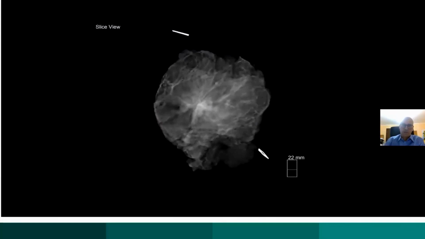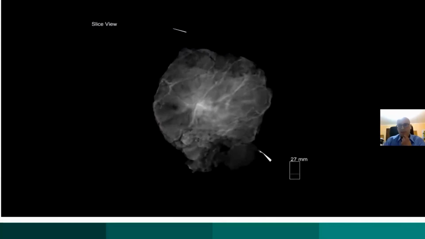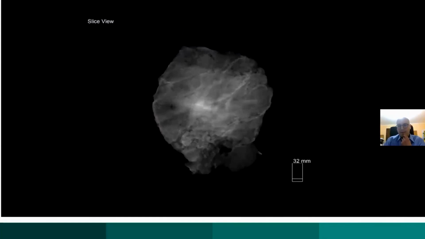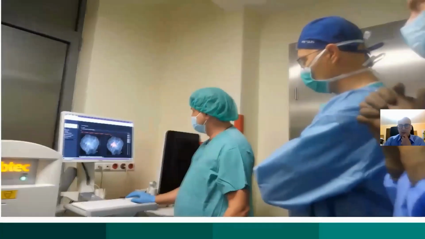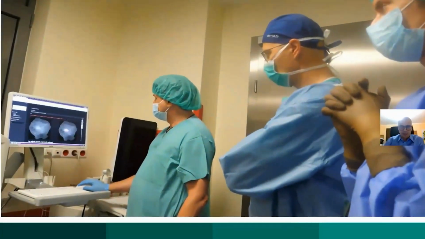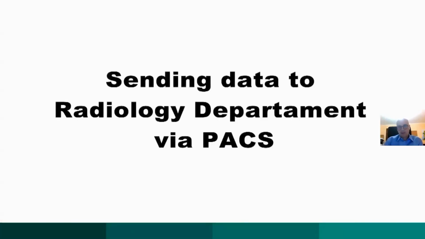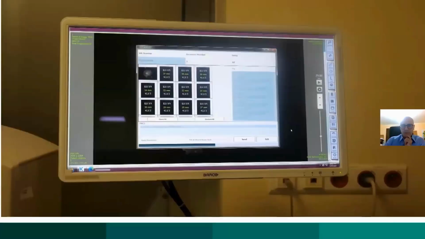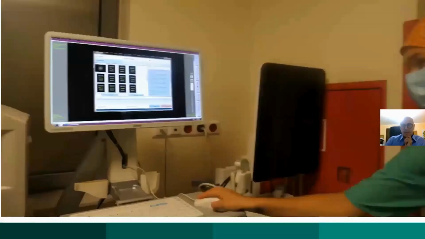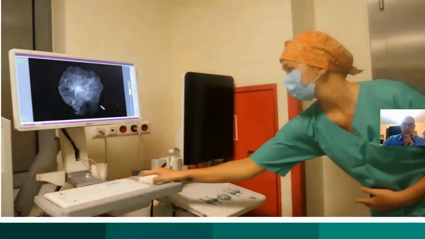When the surgeon completes the assessments, we can send this information via PACS to the radiologist department, and then the radiologist can also assess the margins. Well, in the meantime, the surgeon usually performs a diagnostic or therapeutic procedure in the axillary cavity, and after this evaluation is completed, the preparation is sent to the histopathology laboratory.